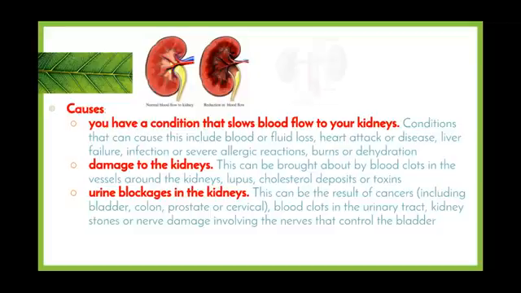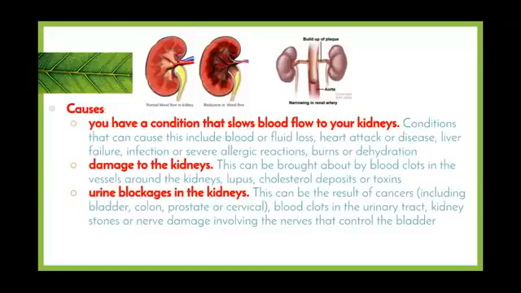Secondly, it could be caused by damage to the kidneys. So this can be brought about by blood clots in the vessels around the kidneys, an autoimmune disease known as lupus, where the body attacks the kidneys because they don't see them as belonging to the body. Cholesterol deposits, just like arteriosclerosis in other parts of our body. If there's deposits within the arteries, the blood can't get in there properly. Or different toxins can also cause damage to the makeup of the kidney.